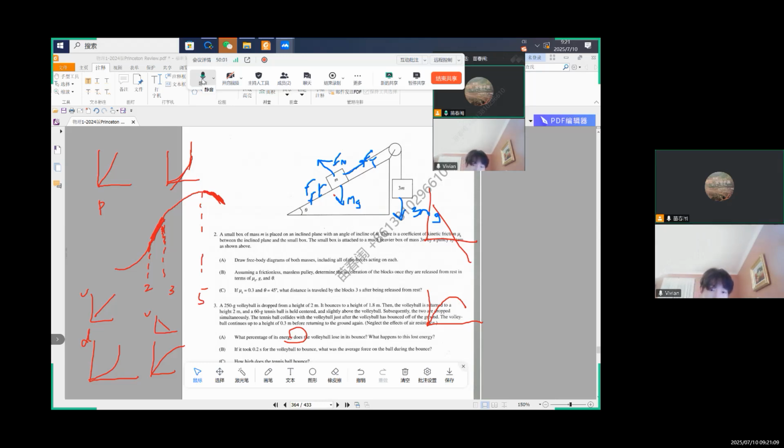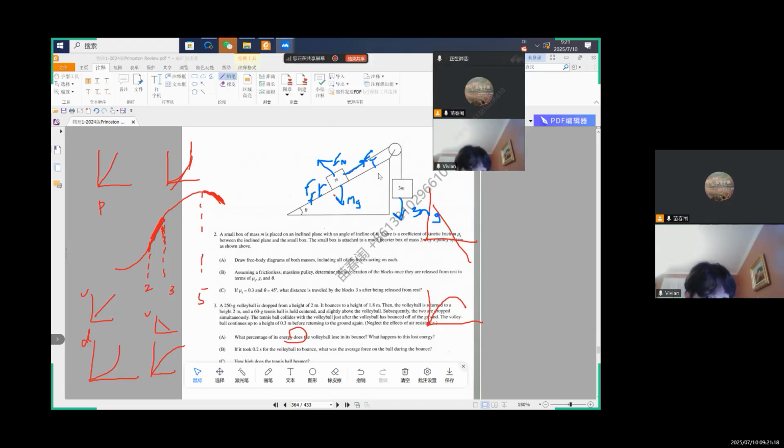How about B? With a frictionless massless pulley, determine the acceleration of velocity relation. Acceleration.